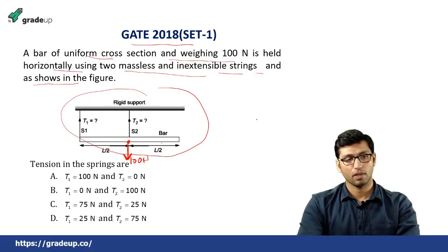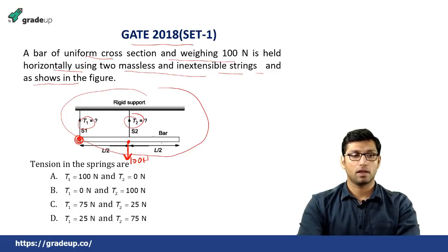Now what you have to find is the unknown tension in the string which is being supported by this rigid support. So how are we going to find it? Firstly, this bar is attached over here, so this is fixed at this point and can rotate in this direction. So firstly we will apply the moment at this point. Suppose this point is A, this is B and this is C.